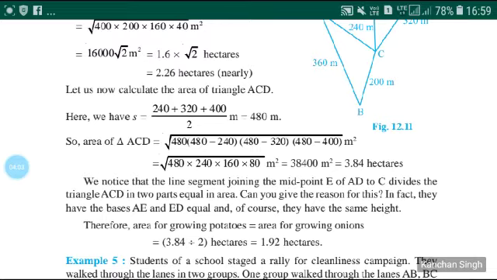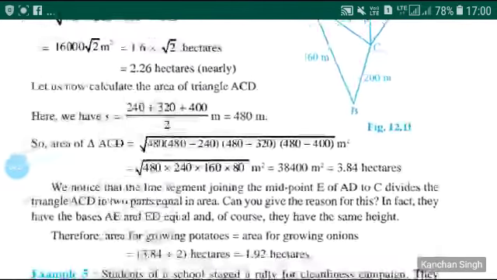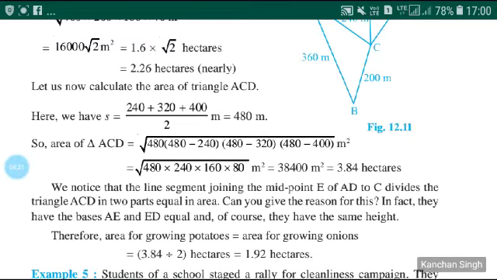Hectare. So it becomes how much? 3.484 hectares. Now you observe that the midpoint E of AD to C divides the triangle ACD in two parts equal in area. Is that okay? So therefore, area of growing potatoes is equal to area of growing onions. So both are the same. So 3.84 divided by 2 hectares is equal to how much? It becomes 1.92 hectares. Is that okay?